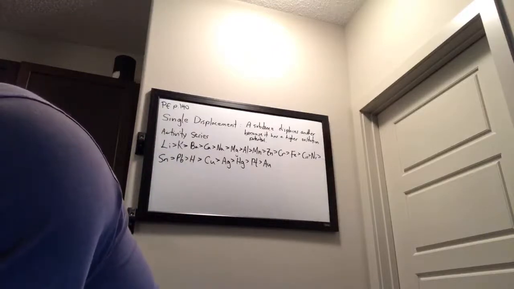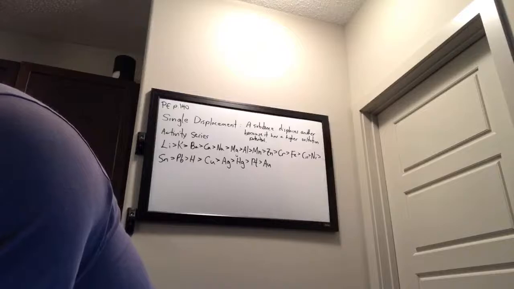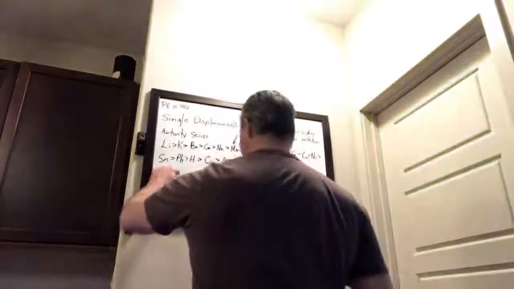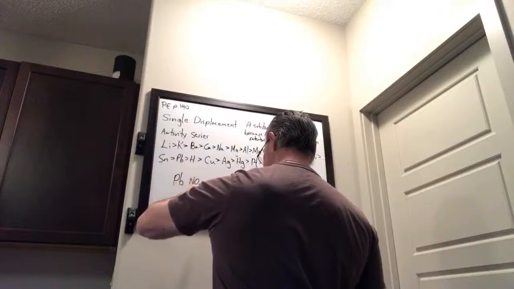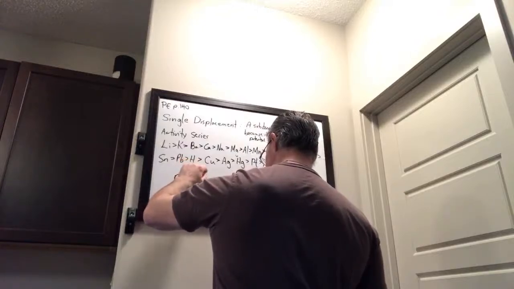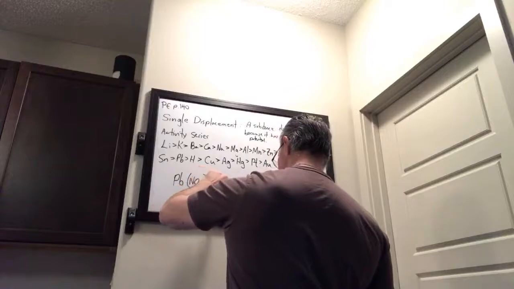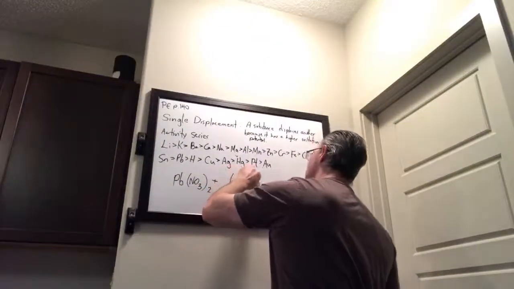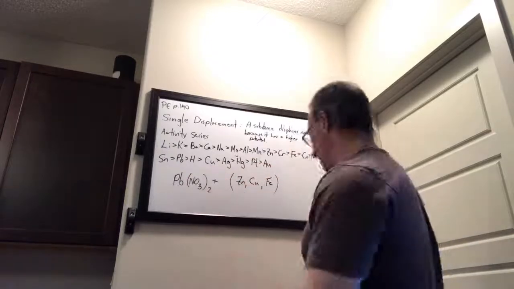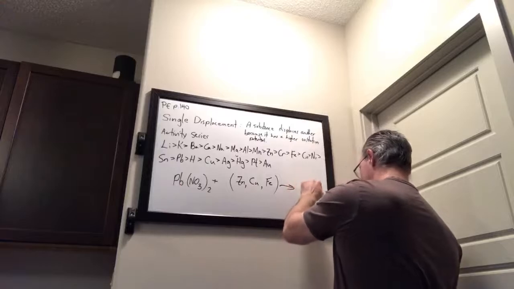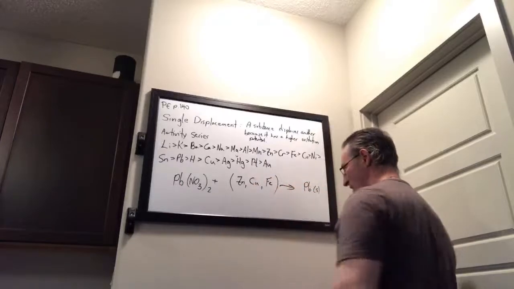Which of the following metals will be oxidized by plumbous nitrate? So this is your reaction. You have plumbous nitrate, and you're trying to mix it with zinc, copper, or iron. Which one of these will give electrons to the lead, reducing it to the elemental state while they themselves become oxidized?